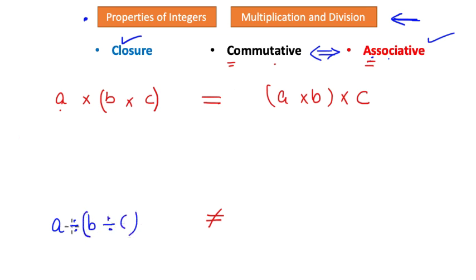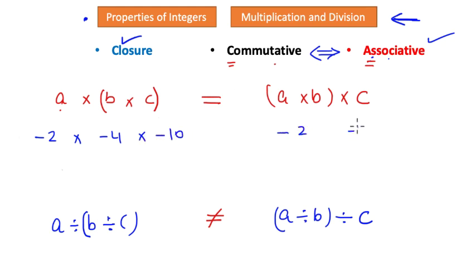This group of operation is very different compared to the group of operation on the right hand side, meaning A divided by B in return divided with C is not the same as the statement on the left hand side. So now I have a few negative numbers. I have negative 2 to be multiplied with negative 4 to be multiplied with negative 10. And on the right hand side, I have the same three numbers, negative 2, negative 4 and negative 10.